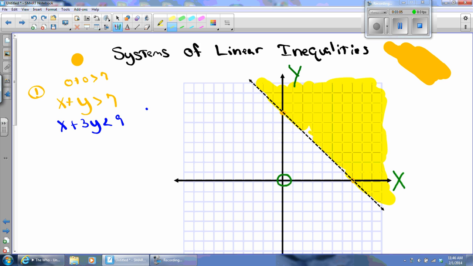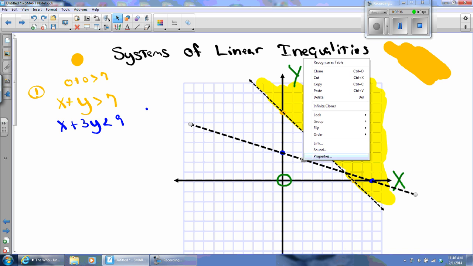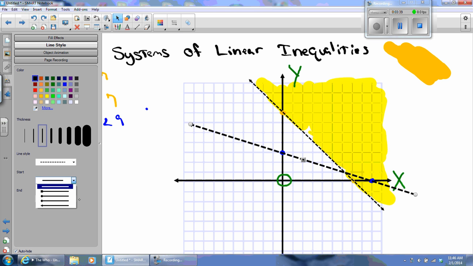So, good. Now we'll do the blue one. It looks like the x-intercept is going to be 9. The y-intercept is going to be 3. 1, 2, 3, right? It is also a broken line because it's not equal to. I'm going to leave it black as well. Make sure there's arrowheads on both sides. All right, make it a little bit thinner.